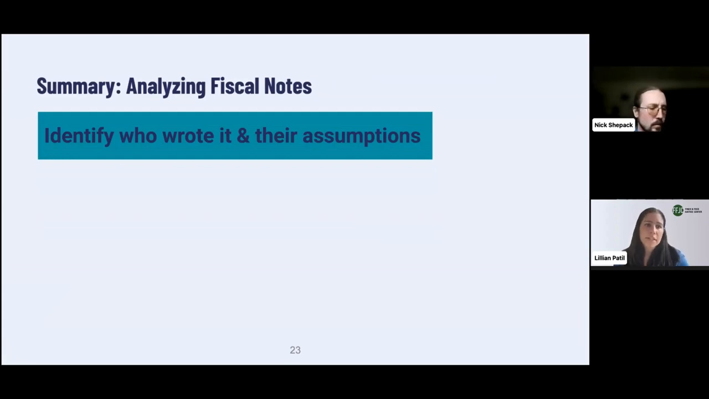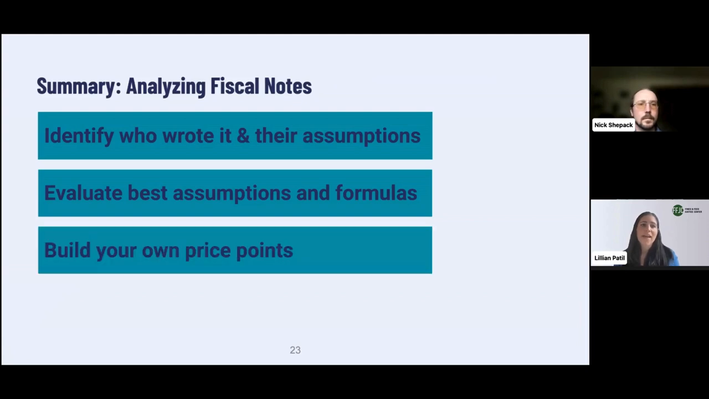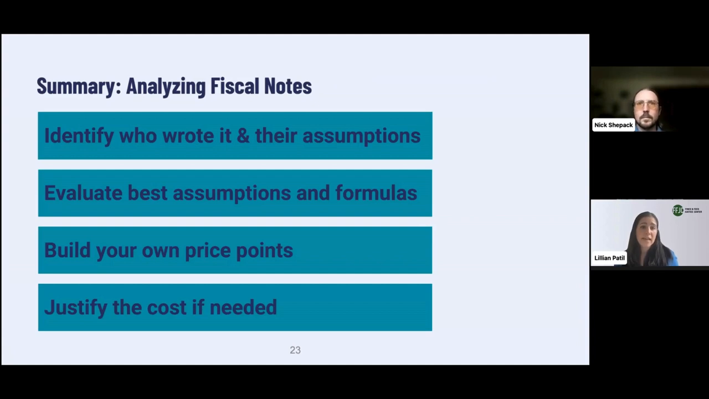But in summary, when you're analyzing fiscal notes, it's so important to first identify who wrote it and try to uncover the assumptions and data that they used, so you can evaluate it and give yourself the power to agree or disagree with different pieces of how they got to that number. And then build your own price points if you need to, do your own data research if you need to, come up with your own assumptions if you need to, and try to convince legislators to take that analysis and those assumptions into account.